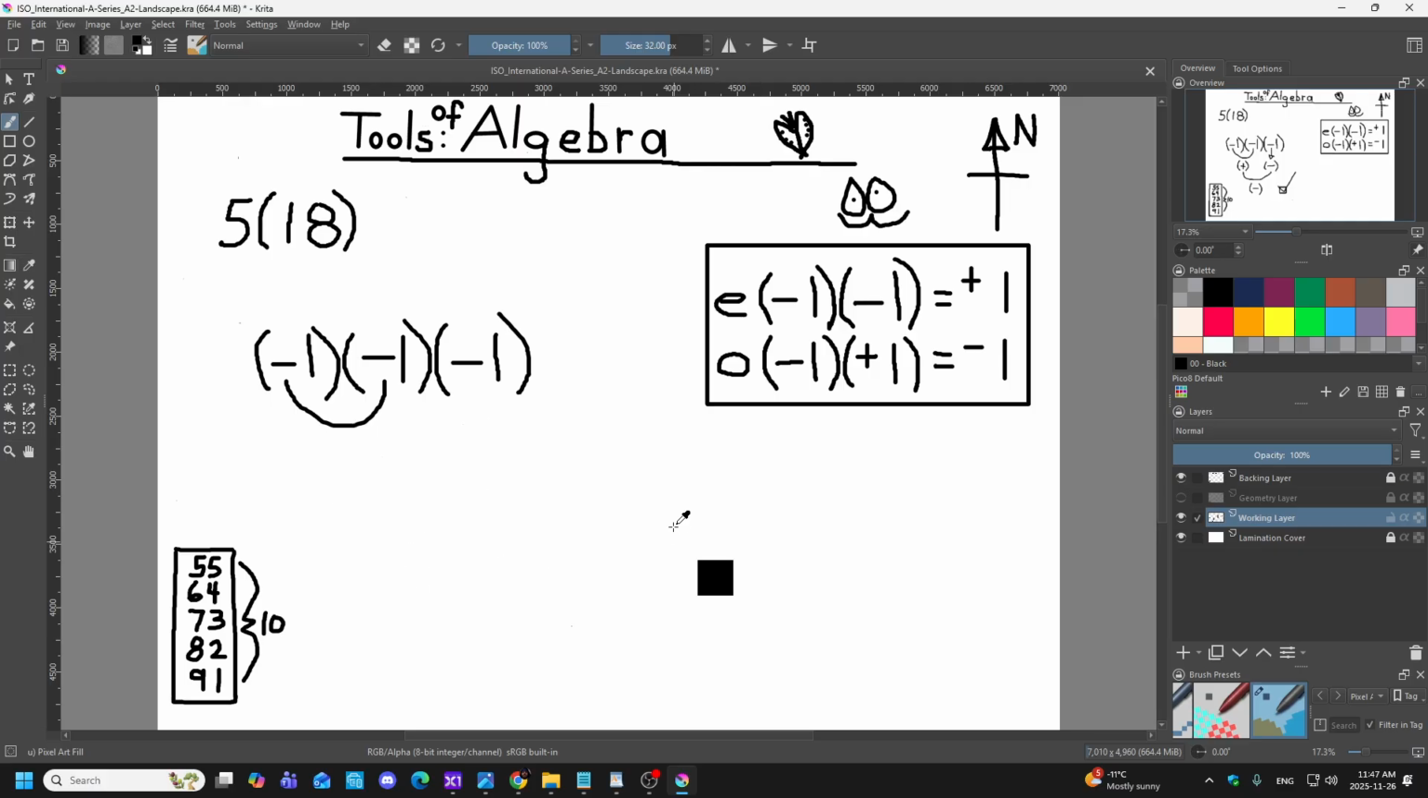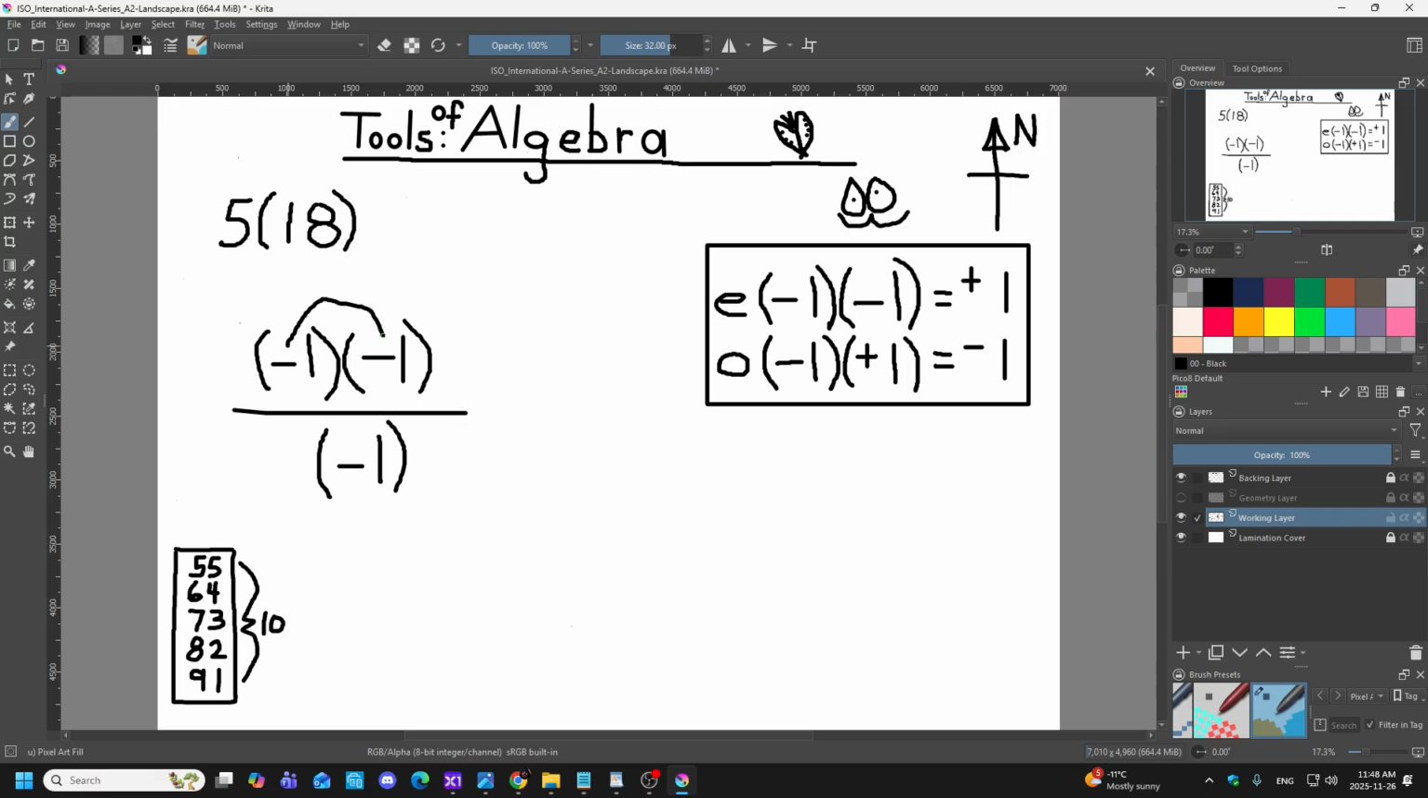All right, let me clean that up. Same thing with division, okay? If I go like this, just using -1, good enough, right? So here we have a negative times a negative, right? That's even, so we're going to have a positive.